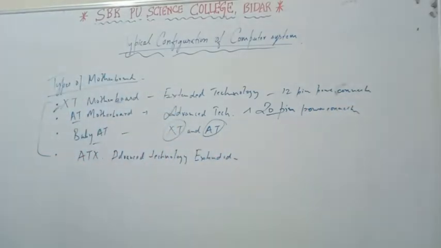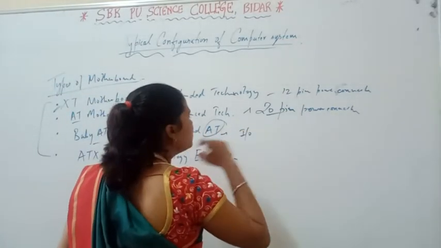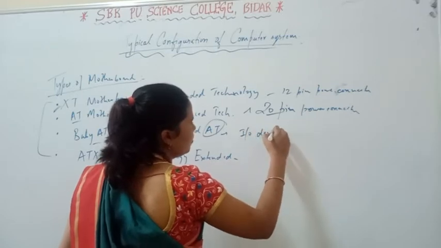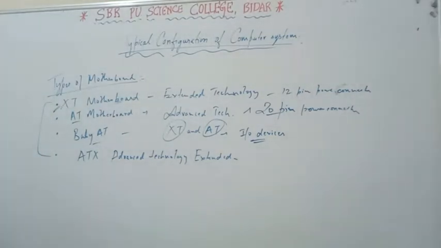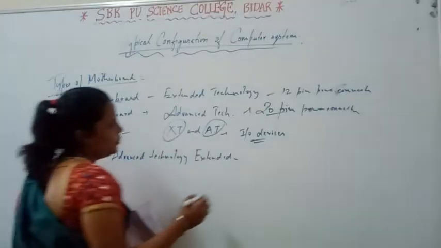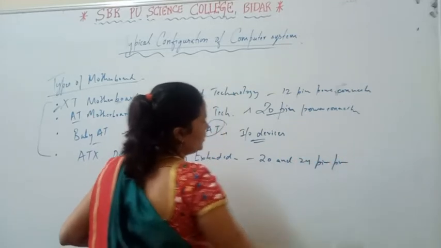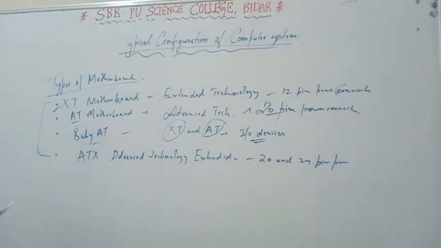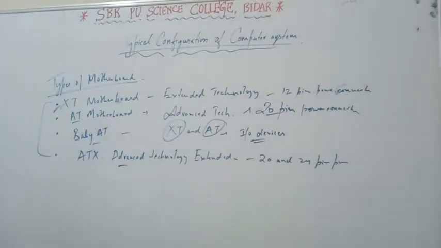After that, the combination of XT and AT, baby AT, was the first motherboard to build a socket for input devices. That additional feature was added in baby AT. Next, the ATX motherboard. Here the power connectors are 20 or 24 pin. This is the most advanced, as the name indicates, advanced technology extended motherboard.